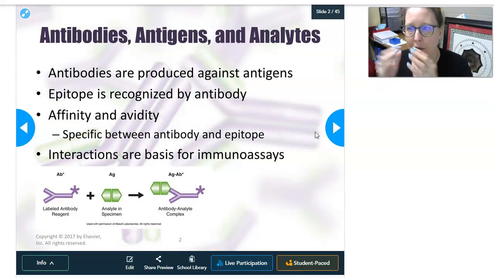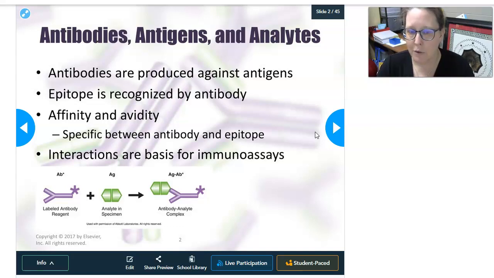So, how well they bind and how strongly they bind. The bond is between the antigen and the antibody. And these interactions of these antigens and antibodies, which are predictable, then are the basis for all immunoassays.